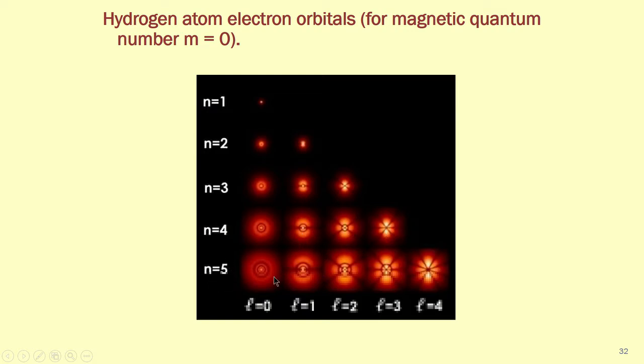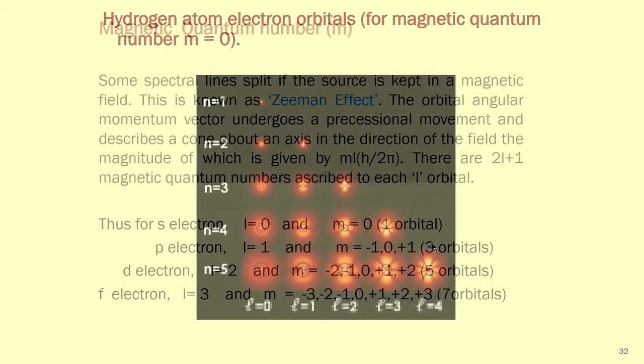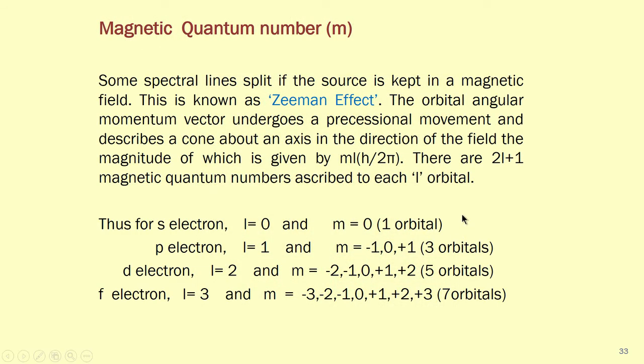The same thing is true with n is equal to 5, which means L should go up to 4. You can see that the shape is more diffused. For L is equal to 1, we have 2 dumbbell shapes, and then for L is equal to 2, we have 4 dumbbells. Like that, the number of dumbbells will keep on increasing in the space around the nucleus. So, we will define the magnetic quantum number and spin quantum number in our next session.